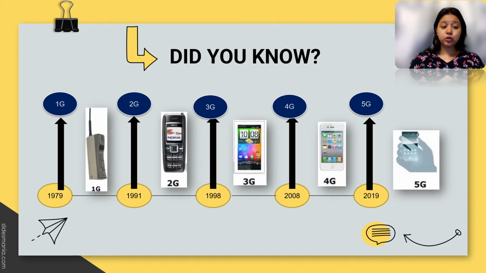Okay, did you all know that in 1979 the first G was created, and the second G was created in 1991, the third G in 1998, the 4G in 2008, and the 5G was created in 2019.